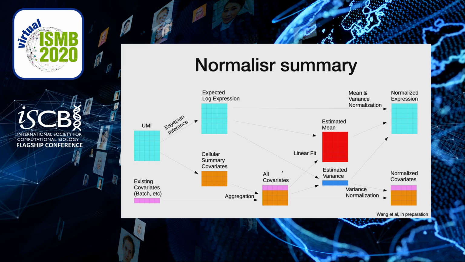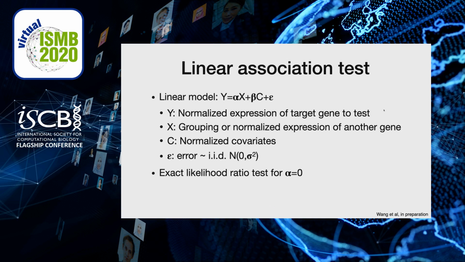And all these covariates are regarded to change expression levels at mean and also log variance levels. Therefore, we computed their contribution to the mean and log variance and removed their effects, which ended up with normalized expression and also normalized covariates. After that, the normalized expression and covariates can be used for downstream analysis, for example, linear association test.